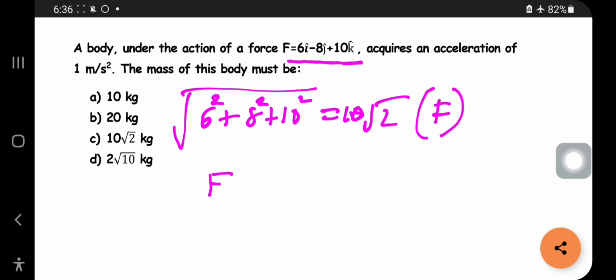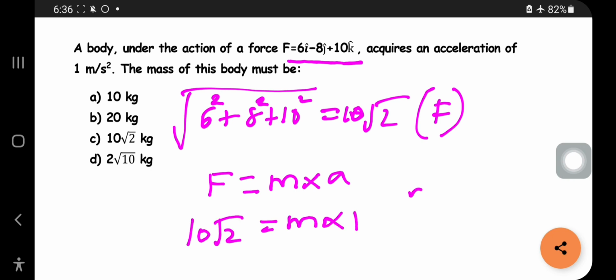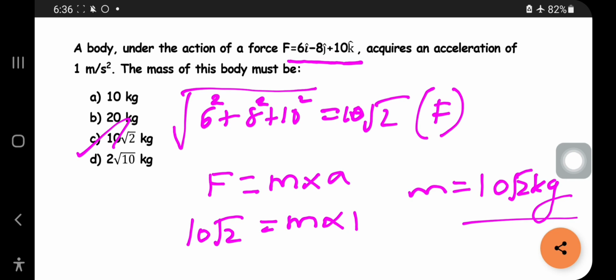So F is equal to m into a as per the second law of Newton. The force is 10 root 2, the acceleration is 1. So what will be the mass? Mass is 10 root 2 kg. So this is the answer. These are simple types of questions which can even be asked in your NEET exam, because NEET consists of only simple types of questions. The force may be directly given instead of these vector quantities, and they may ask for your acceleration. This is one of the expected questions in your upcoming NEET exam.